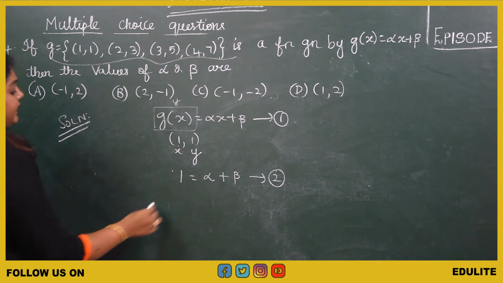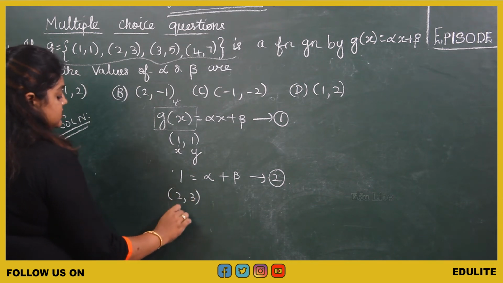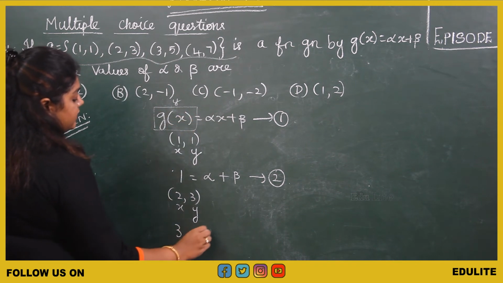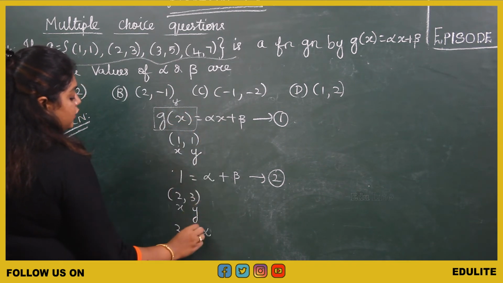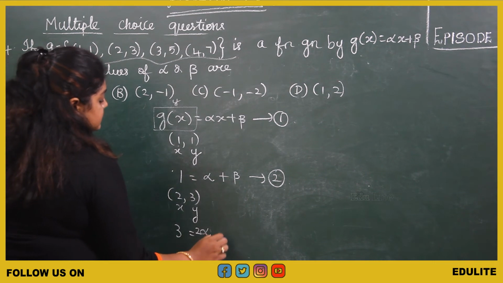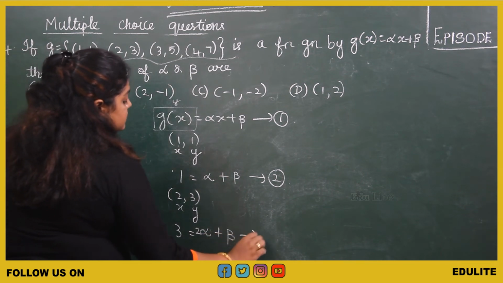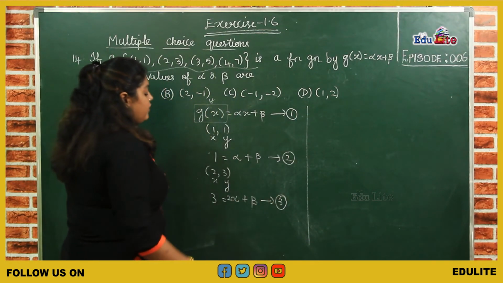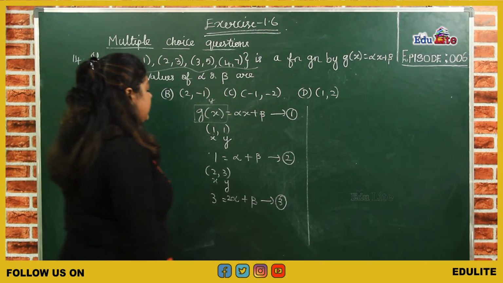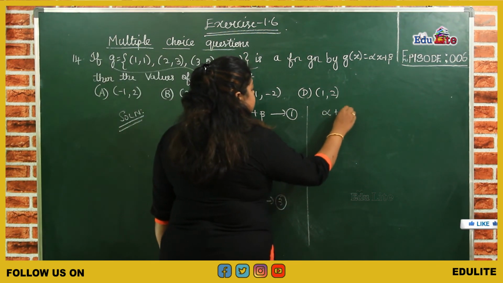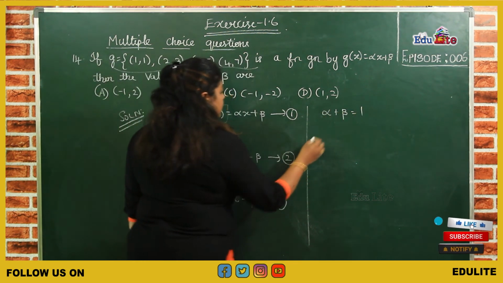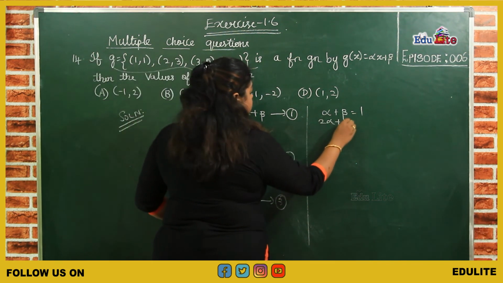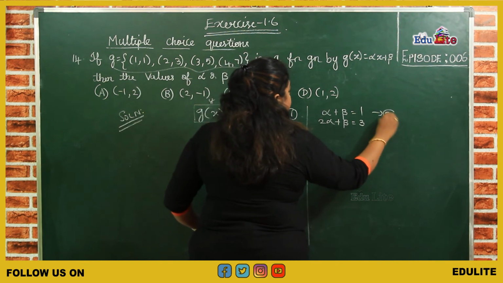Next we will take the pair 2 comma 3. This is x, this is y. Instead of y we substitute 3, which equals alpha into the x value, 2, so 2 alpha plus beta. This we will consider as equation 3. Now we will solve equations 2 and 3, and therefore we will get the values of alpha and beta. Alpha plus beta equals 1, that is the second equation. 2 alpha plus beta equals 3, the third equation.